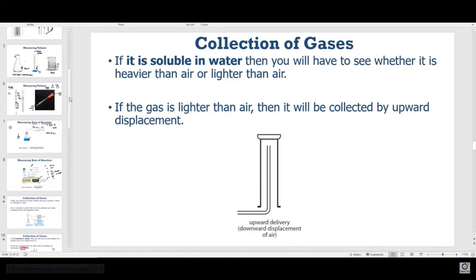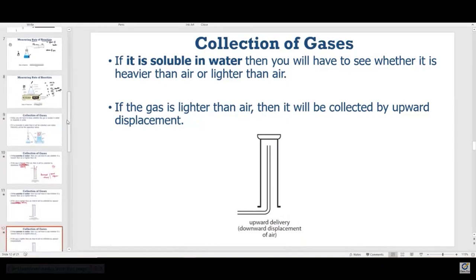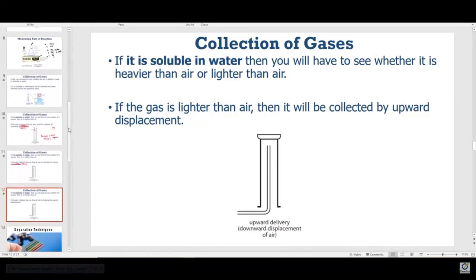Then we learned how to measure rate of reaction in two ways. One is by collecting the gas and dividing it over the time in which it is collected, and the other one is by measuring the loss in mass and dividing it by time.